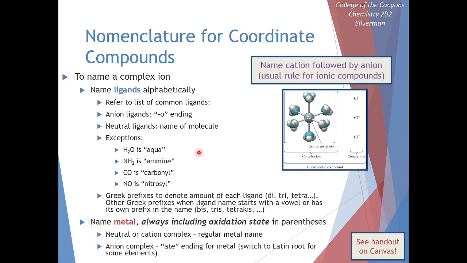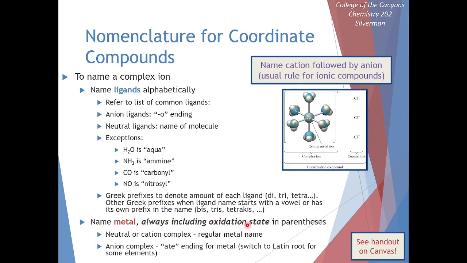And when we have multiple of a ligand, we want to have a prefix to show how many of that ligand are present. For one, we'll just use the name. For two, we can do di. For three, we can use tri, tetra, penta, hexa. Occasionally, we'll have to change our prefix system to have our name flow off the tongue a little bit better so that we don't get confused.